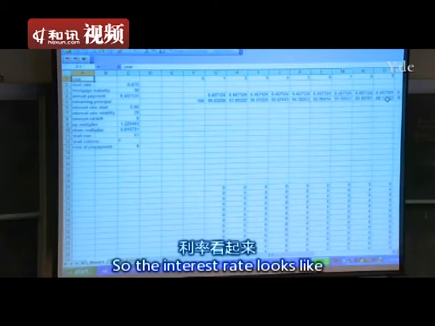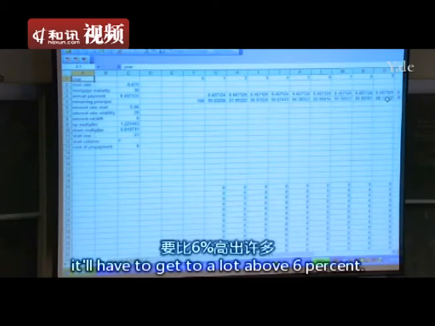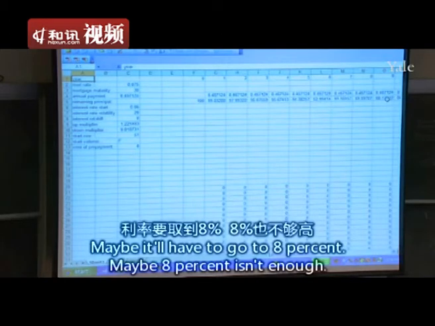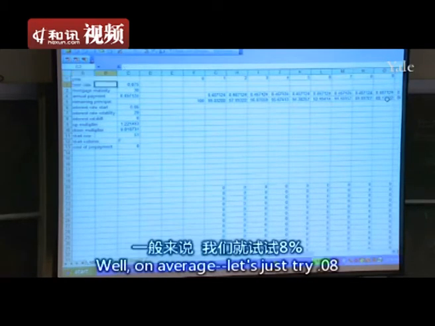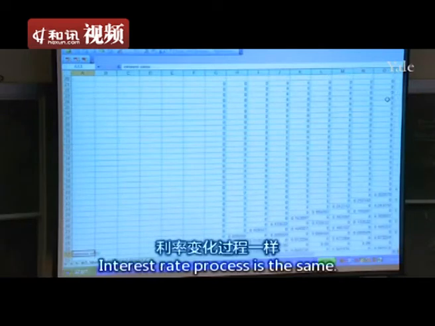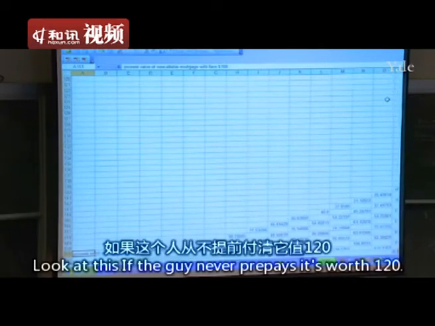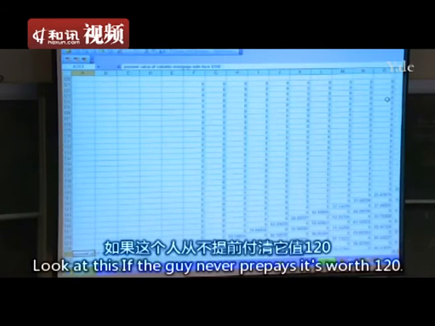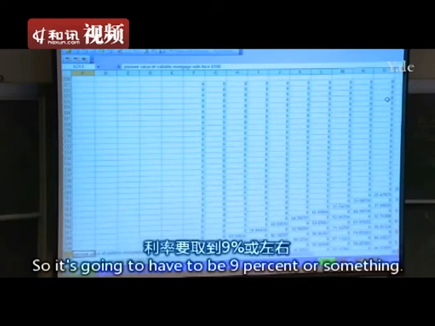Okay, so the interest rate looks like it'll have to get to a lot above 6%. Maybe it'll have to go to 8%. Maybe 8% isn't enough. Well, on average, let's just try 0.08. And now we can see how that worked out. Interest rate process is the same. Look at this. If the guy never prepays, it's worth 120. If he does prepay, it's still not enough. So it's going to have to be 9% or something.